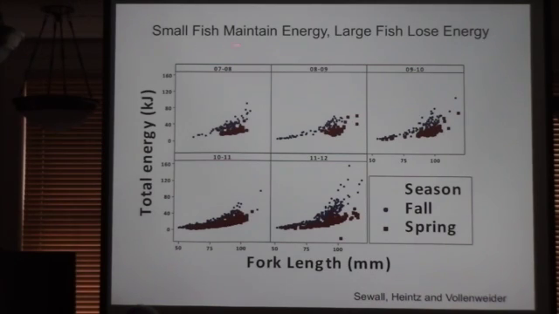that they found that small fish maintain energy, but large fish lose energy. And so what we're looking at here is the length of the fish, so the size of the fish, versus the total energy of the fish for fall in blue and spring in red. And so what you can see, and I think we see it better in these years, is that the small fish, their total energy is pretty similar. But when you get to these larger size fish, that's where you see more variation in energy status between fish. So the large fish tend to lose more energy over the wintertime than the small fish.